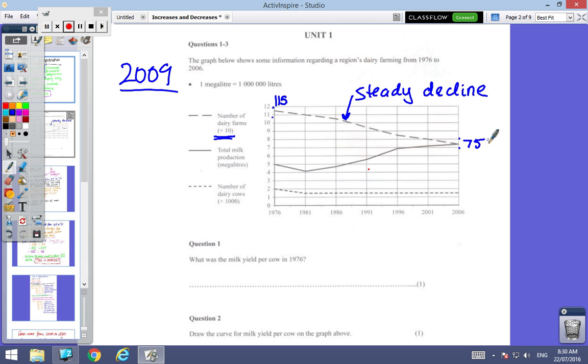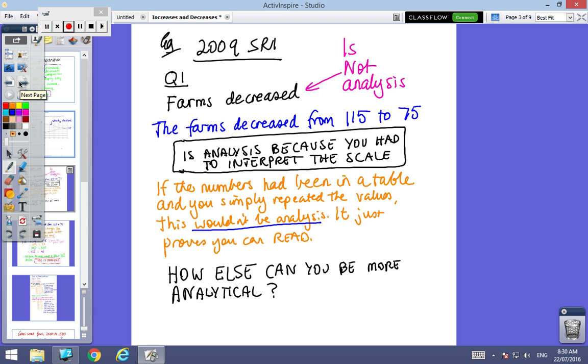You could also say that there's a steady decline because the line is fairly straight. So you could say there's a steady decline because the data is basically a straight line. So that's a little bit better. But to say that the farms decreased, that is not analysis. Like as we've said before, year 7 can see the line has gone down, so the farms has decreased, but that's not high-level analysis. So if we say the farms decreased from 115 to 75, that's analysis because you've interpreted the scale. But for instance, if these numbers had just been pulled from the table, that wouldn't be analysis. That's just proving you can read.